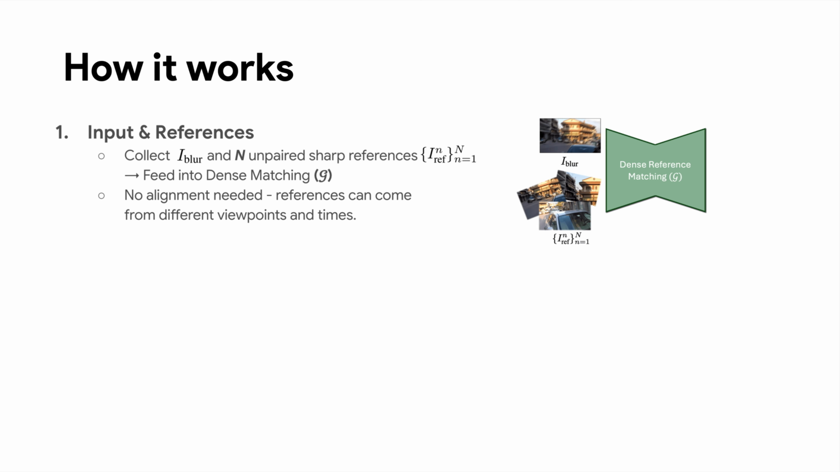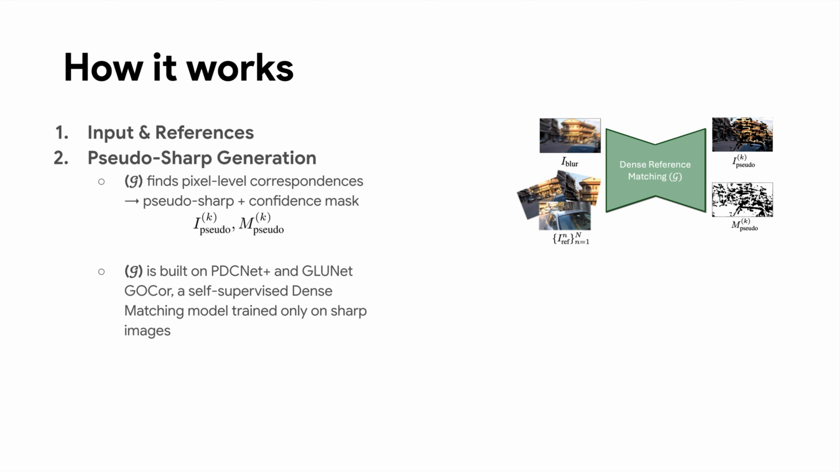So how does BluRef work? Stage 1, we collect a blurry image and n unpaired sharp references from similar scenes. These don't need to be aligned. They can come from different viewpoints and different times. We feed them into a dense matching module G.